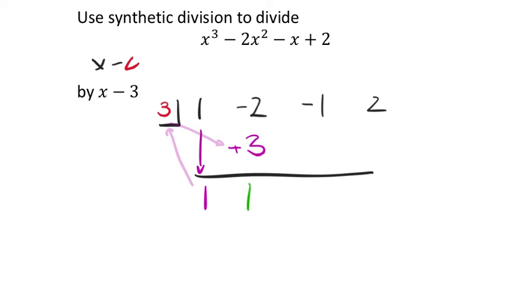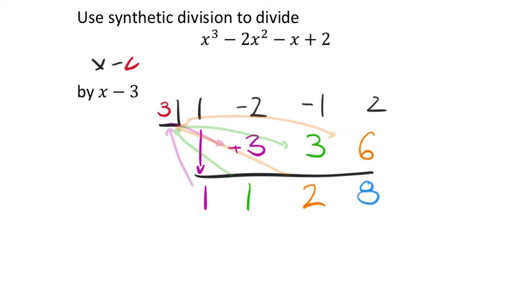And then same idea there. 1 times 3 is 3, and that goes in the next spot. There, 3. And then I got negative 1, that'd be plus 3, which is 2. Now I take the 2 multiplied by the 3, and then that number goes here. 2 times 3, though, is 6. And then last of all, that'd be 2 plus 6, which is 8.